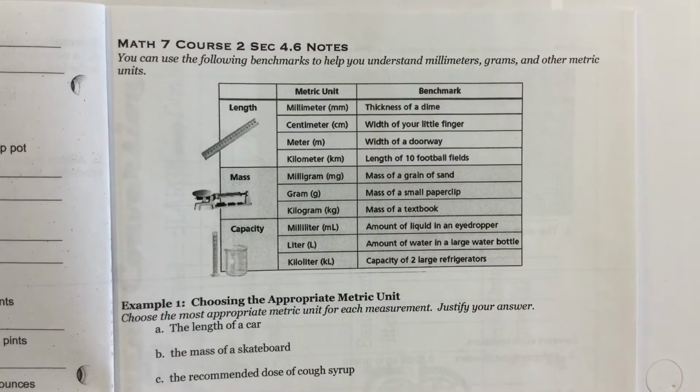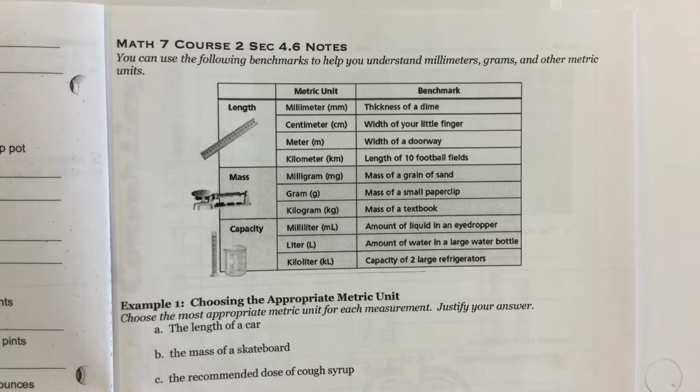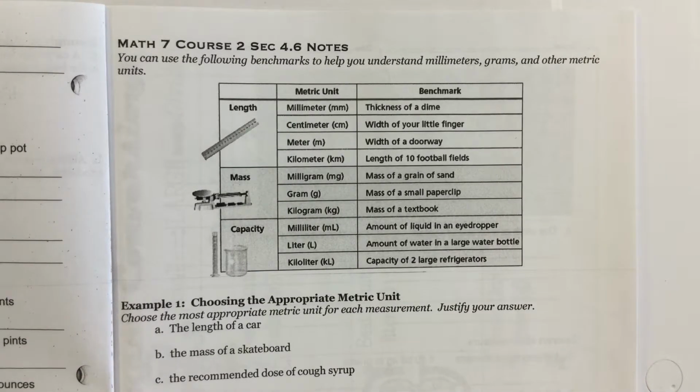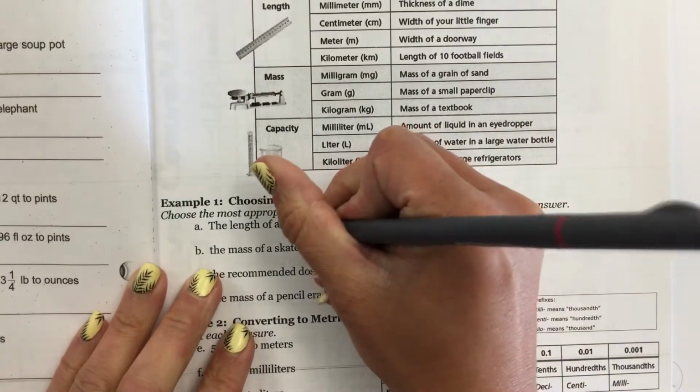So let's think we're measuring the length of a car. Would you use millimeters, centimeters, meters, or kilometers? What do you guys think? Meters. I would agree with you because a centimeter is really small and a kilometer is really big, so meters would be the best choice.